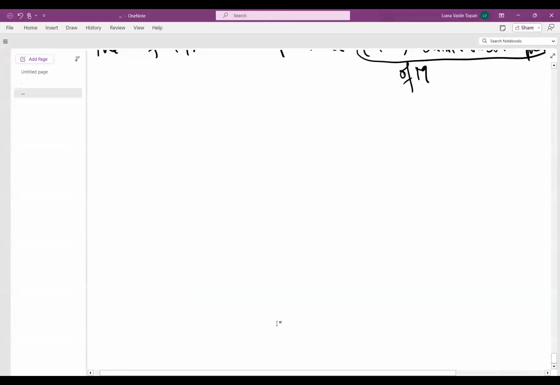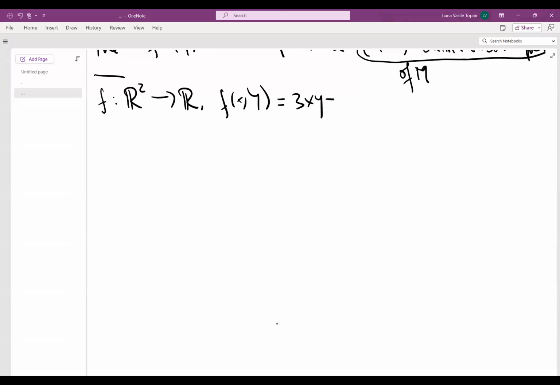So I'm taking the following function. So I'm taking f from R squared to R, given by f of x and y equals 3xy minus x cubed minus y cubed. All right, and I would like to find the critical points. I think this is what we were asking for, right? So we want to find the critical points of this map.